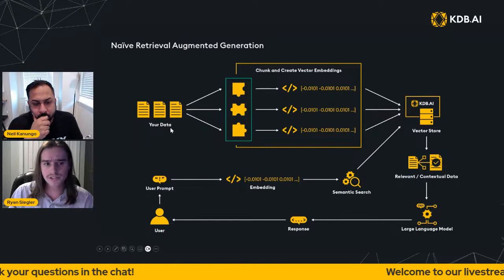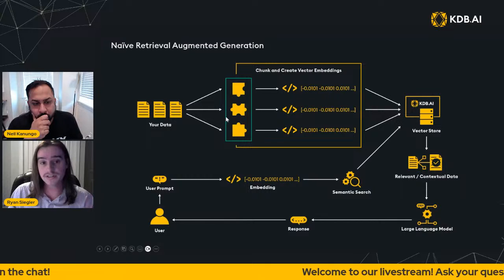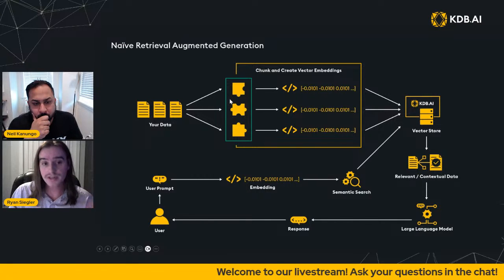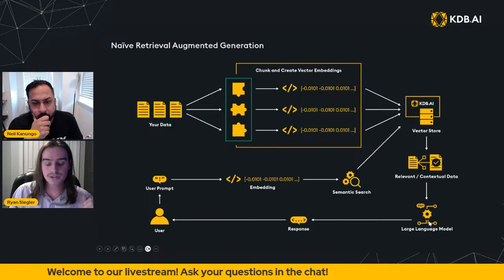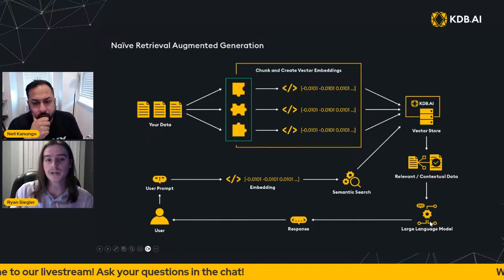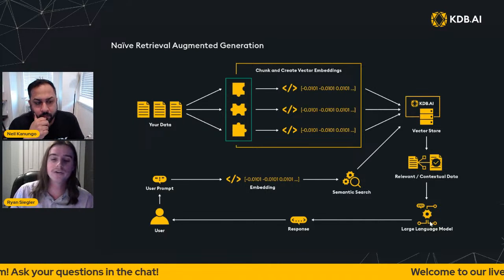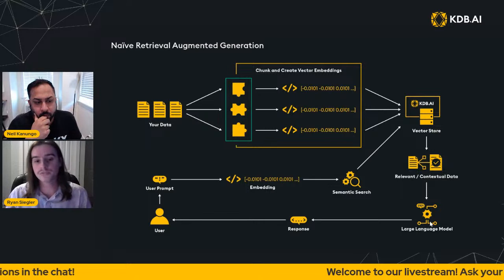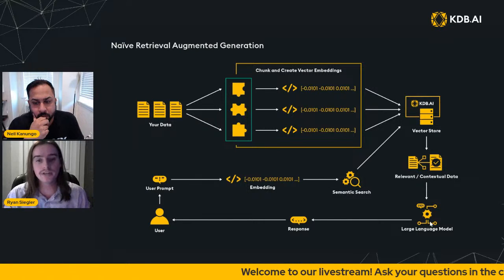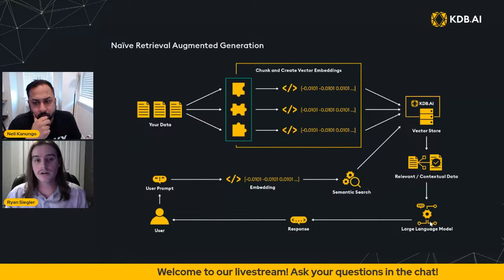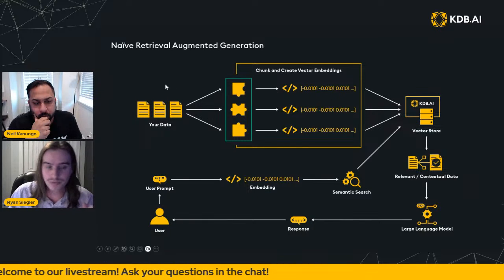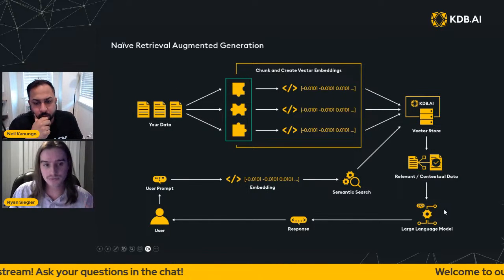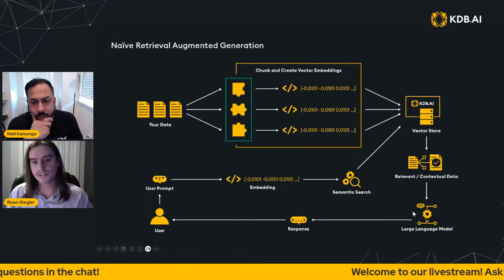So how this works is when we ingest our data, we'll actually chunk that up into smaller pieces. And the reason we do this is because a large language model has a limited context window. And that means we can only pass in a certain number of tokens or a certain amount of data into this large language model. And it's likely that your whole data set probably isn't going to fit within that context window. So we need to chunk it up into smaller pieces.